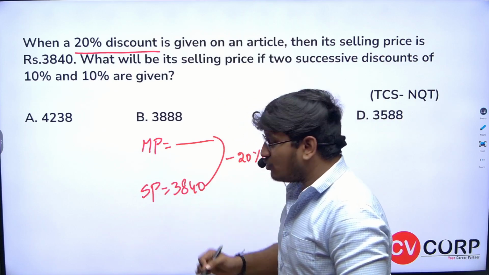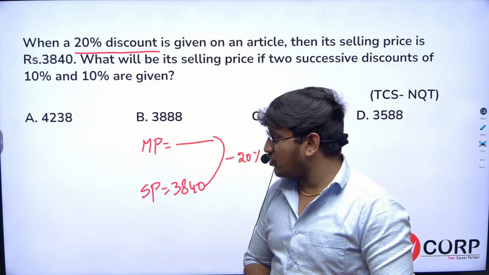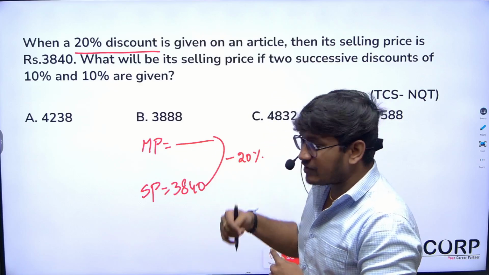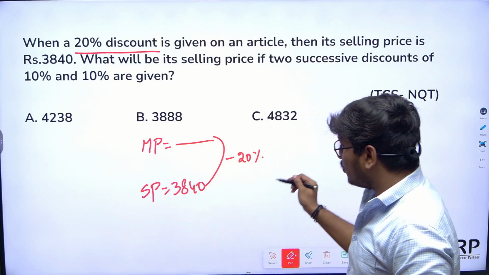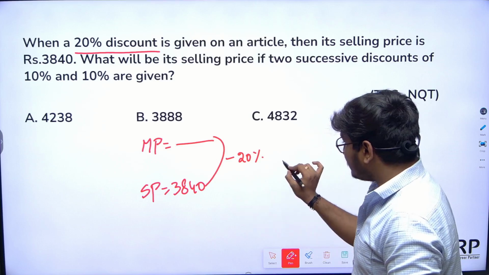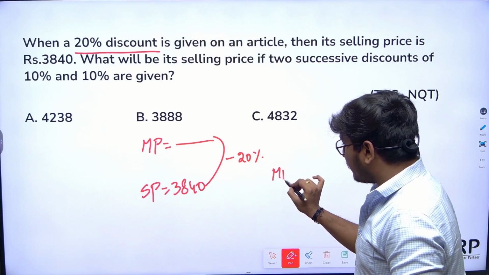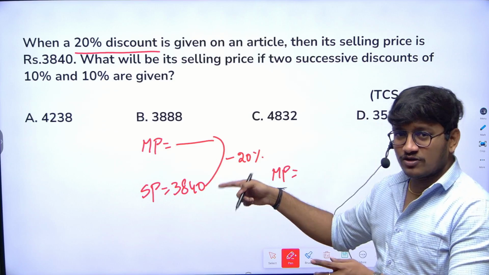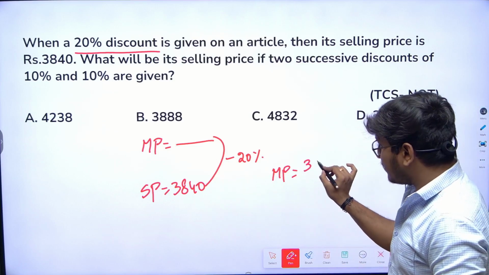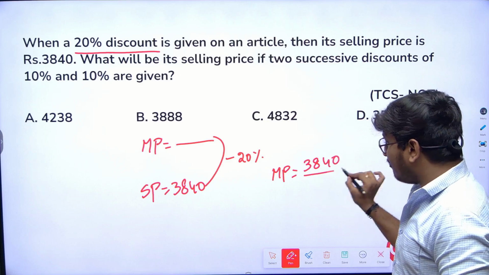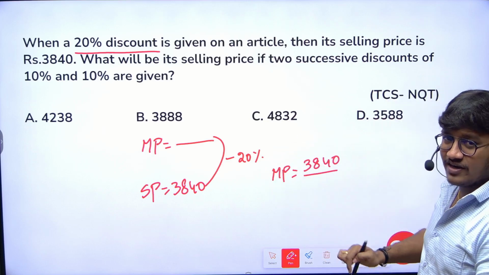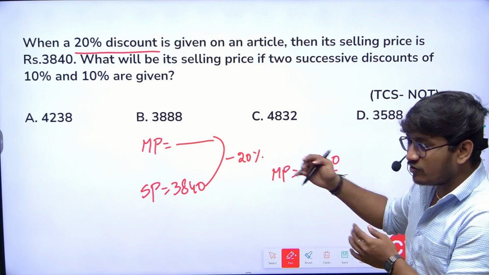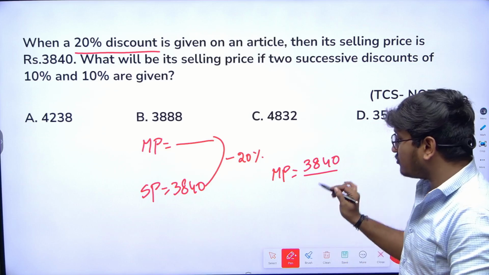Just now one of your friends asked in the chat box, sir, how to use this market price formula. Just now I explained, right? You can apply the same logic again in this question. So here I will get the market price. Market price is equal to, what's the logic I said? Selling price 3840 divided by how much discount removed? 20% of the discount is removed. Out of 100%, if you remove 20%, what will be the percentage left out?